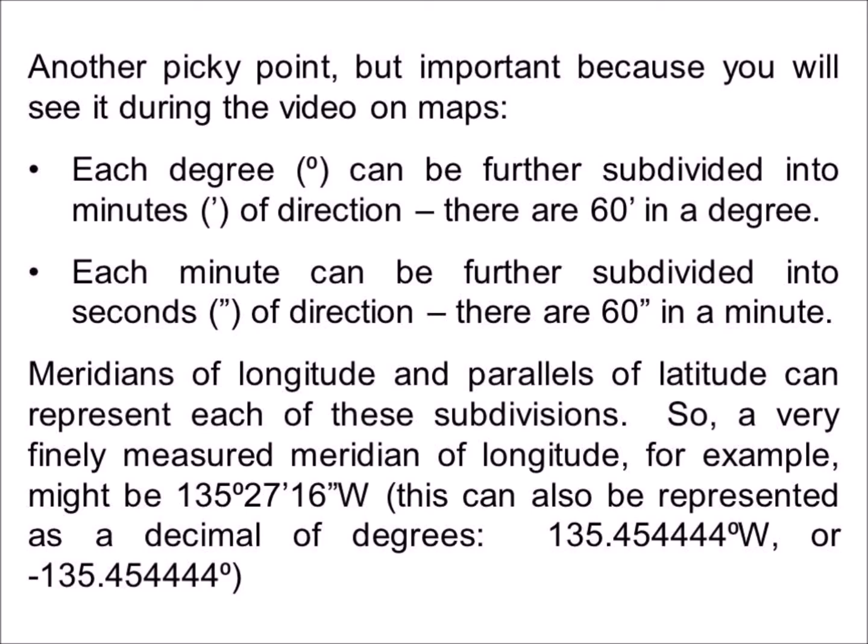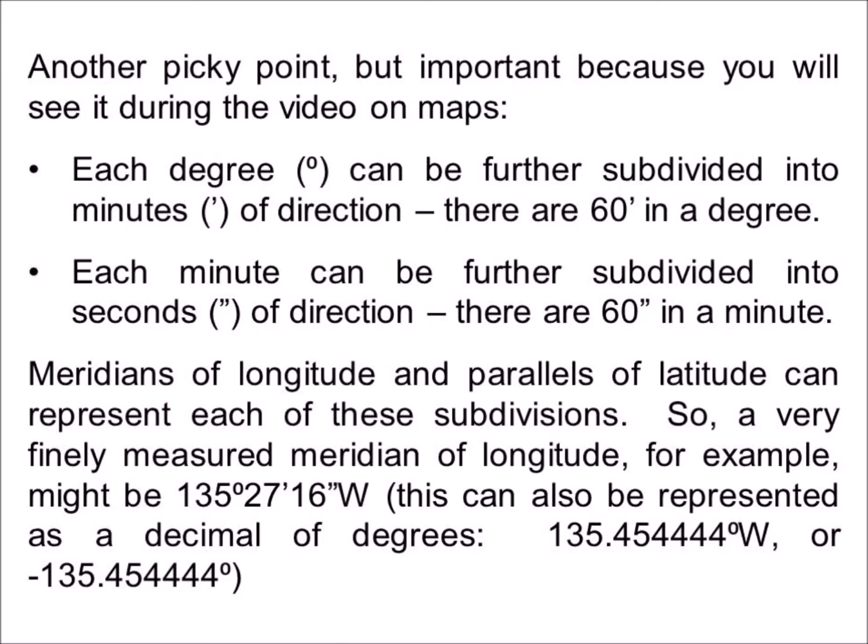Just like a circle can be divided into 360 degrees, each degree can be further subdivided into minutes of direction. There are 60 minutes in a degree. And each minute can be further subdivided into seconds of direction. There are 60 seconds in a minute. This is important when you're doing surveying, but in scouting, we're not going to have to worry about minutes and seconds, but you need to know because you will see them on topographic maps.